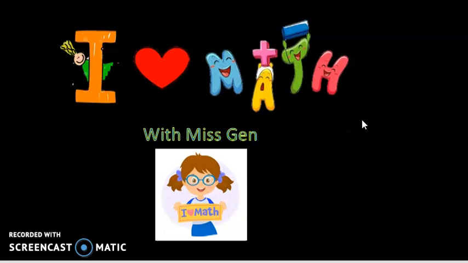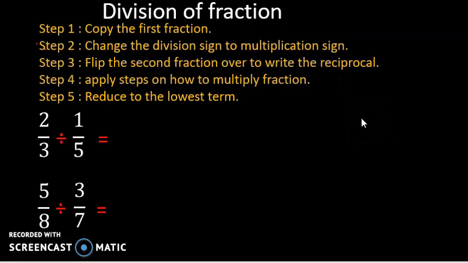Our lesson for today is all about division of fraction. If you watched my previous video on how to multiply fraction, it will be easy for you to do the division, because we will be using multiplication method in division of fraction. Let's try to solve the first example.